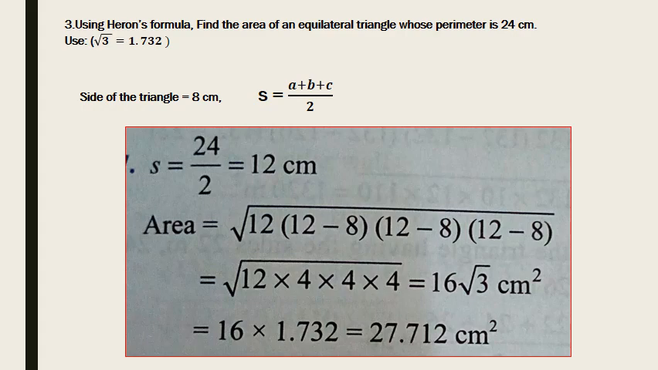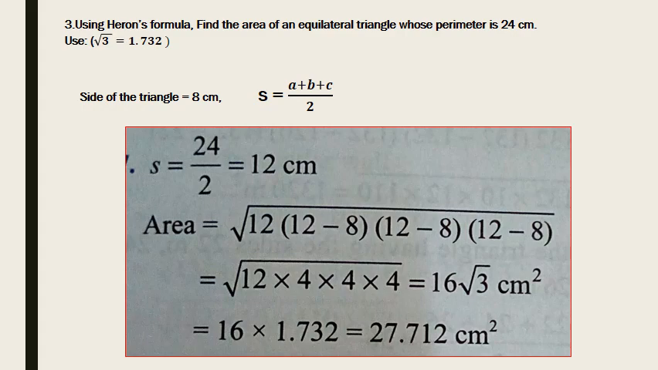centimeter. Now we can find the area of the equilateral triangle by using Heron's formula. So the square root of 12 into (12 minus 8) into (12 minus 8) into (12 minus 8). So in the next step, 12 minus 8 is 4. Therefore 12 into 4 into 4 into 4. If you find the square root for this, it is equal to 16 root 3 centimeters square. So area of the equilateral triangle is 16 root 3 centimeters square.